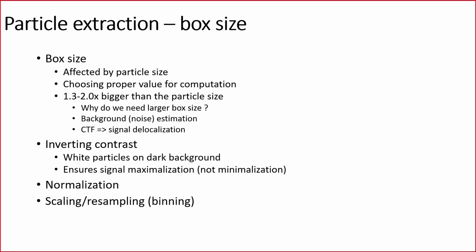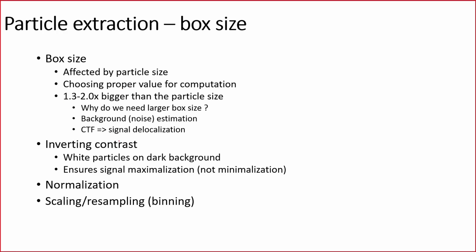Also, we cannot choose a very snug box that will closely enclose the particle with a very tight tolerance, because it is not suitable for the next process of background noise estimation, as well as for the CTF correction, where we need to relocalize the signal delocalized by the contrast transfer function, or the point spread function. So the rule of thumb is choosing a 1.3 to 2 times bigger box than your molecule is.